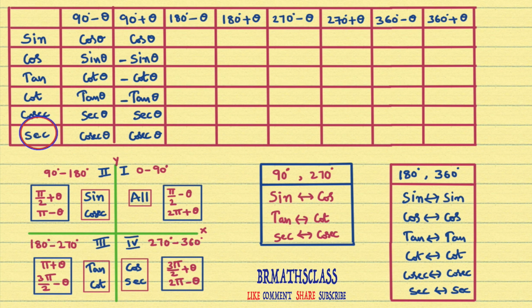In second quadrant, secant theta is what? Positive or negative? Negative. So secant 90 degrees plus theta is minus cosecant theta.